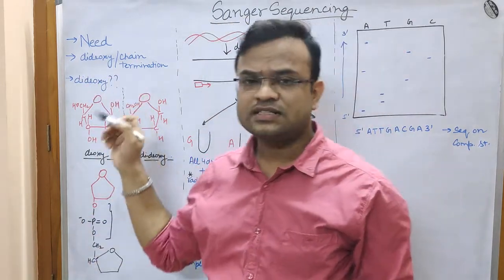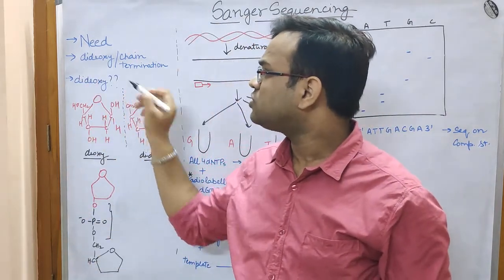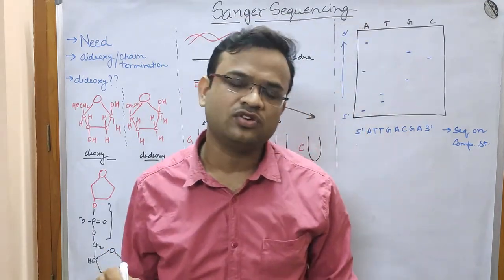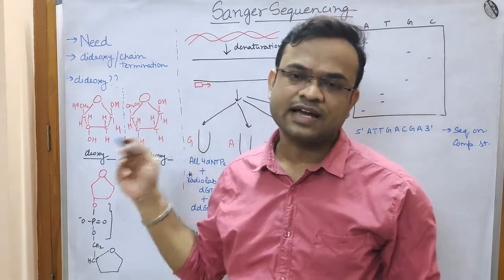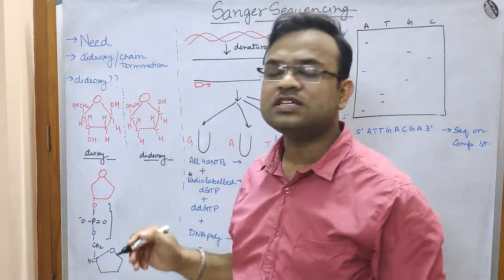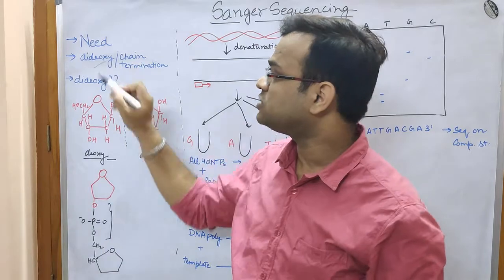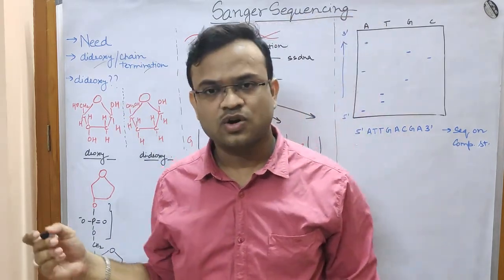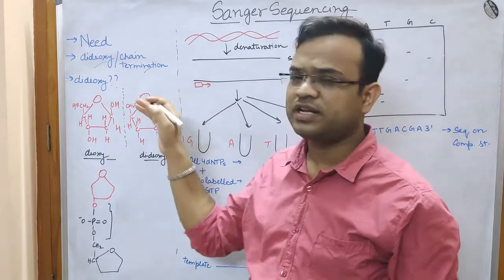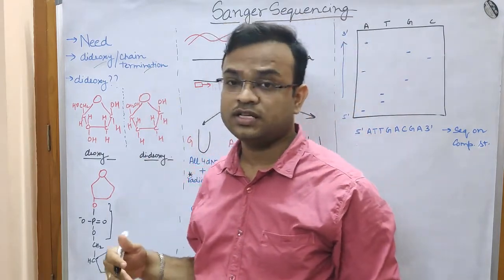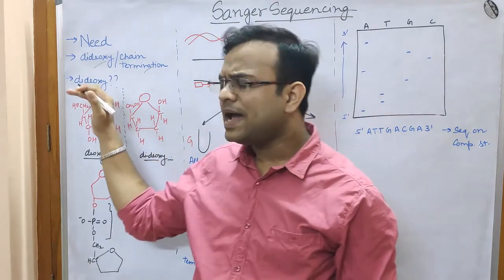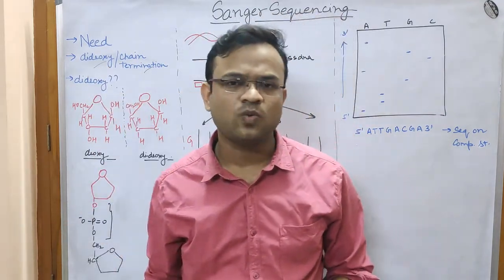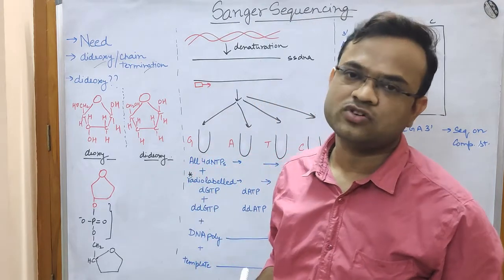So let us consider the second point, dideoxy or chain termination. These are the alternative names that have been given to this Sanger sequencing method. The Sanger sequencing method is also called the dideoxy method or chain termination method. We would come to know about this in much more detail as we proceed with the lecture. Why is it called the dideoxy method? I have written here dideoxy method. Now, why is it called a dideoxy method?